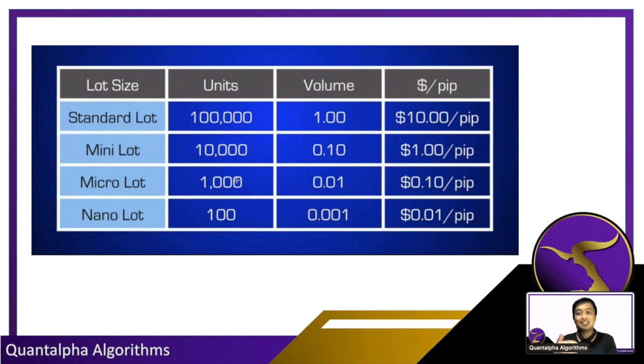In micro, that is equivalent to 1,000 units of the currency that you are trading, which is 0.01 volume, and every pip move is only $0.10. And the lowest lot size is the nano lot. A nano lot is 100 units, corresponding to 0.001 volume, and every pip movement is very small, $0.01 only. Okay, so those are the lot sizes.